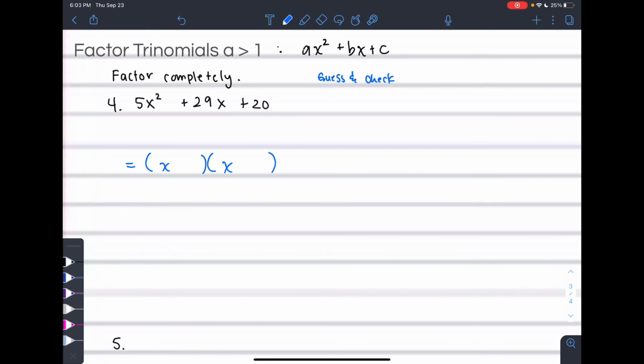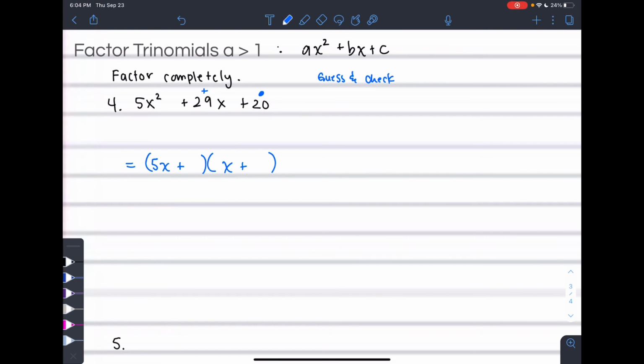So it's going to give me 5x times x. 5x times x will give me 5x squared. But what goes next are factors that have to multiply to 20. Multiplying to 20, and somehow along the way, when we manipulate it and check our work, they're also going to add up to 29x, okay? With taking this 5x into consideration, all right? So bear with me.